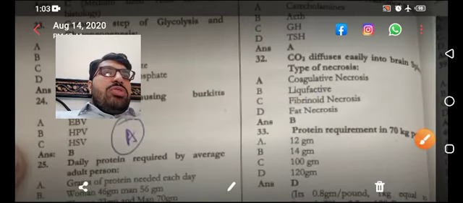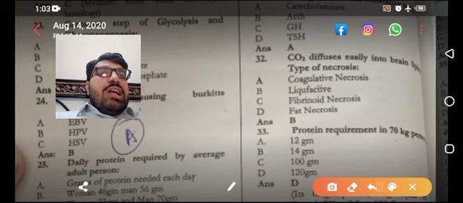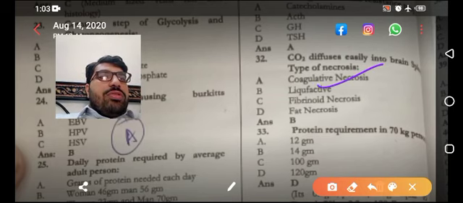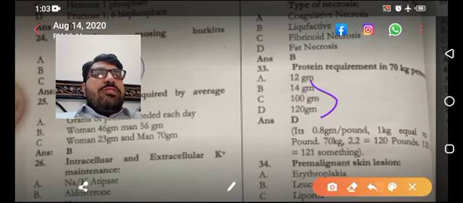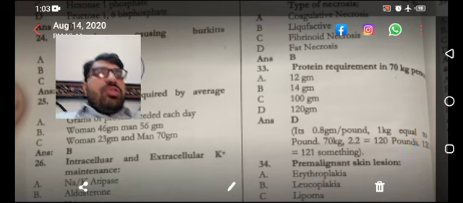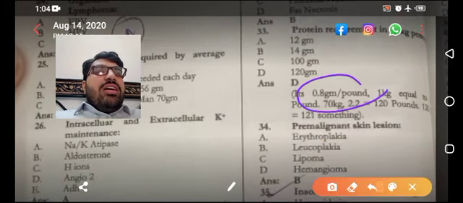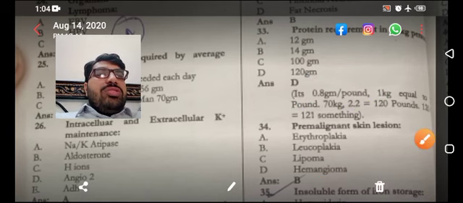CO2 diffuses easily into the brain, type of necrosis. Now in the brain there is always liquefactive necrosis. Protein requirement in a 70 kg man. We already discussed that, it is 56. The right answer is missing over here. It is not 0.8 gram per pound, it is 0.8 gram per kg.